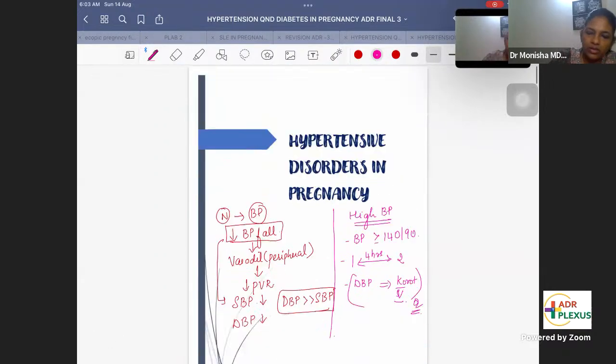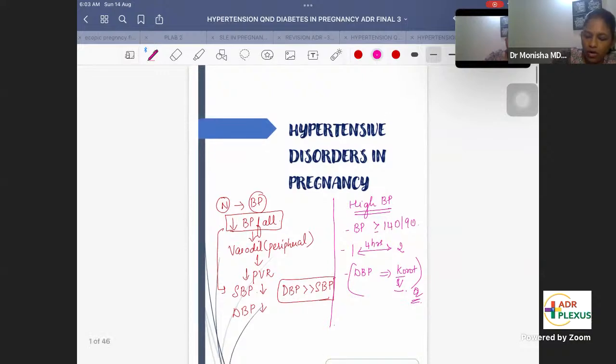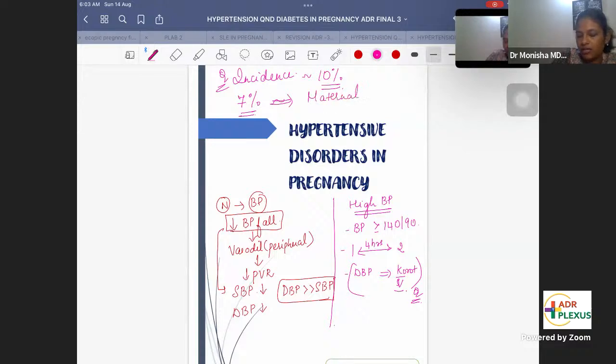Now, coming to the topic proper, hypertensive disorders in pregnancy. What is the incidence? It's very important to know the incidence. This can also be a question. Incidence is around 10%. And preeclampsia has contributed to nearly 7% of maternal death. So again, this can be a very potential question. So all this can be asked as direct questions.